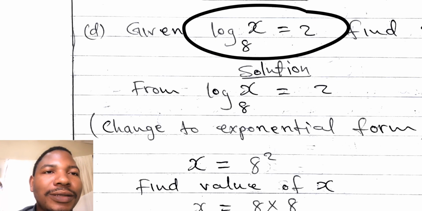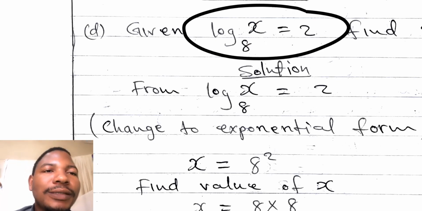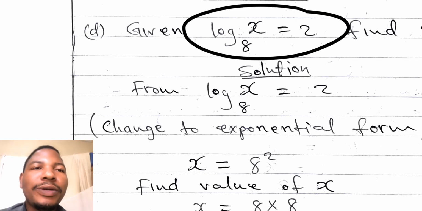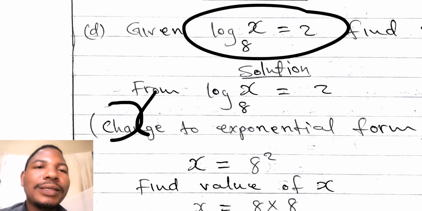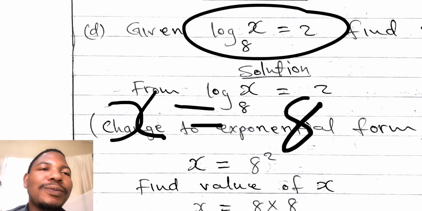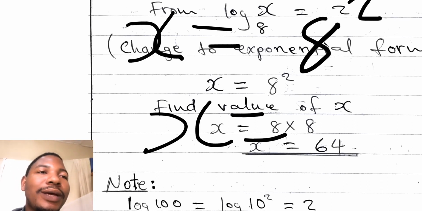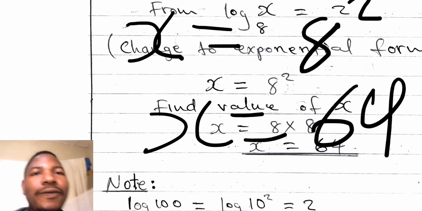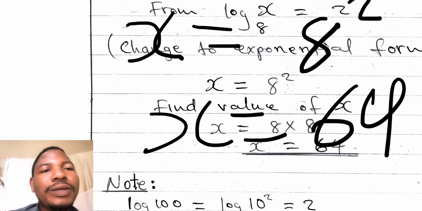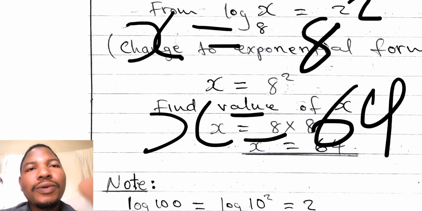When you convert it, the product is equal to the base raised to the exponent. So in exponential form, the product is equal to base 8 raised to the exponent. Your exponent here is 2. This means x will be equal to 8 squared. You get 64. So x equals 64. It is very simple. Just convert from logarithm into exponential form. These are very simple questions.